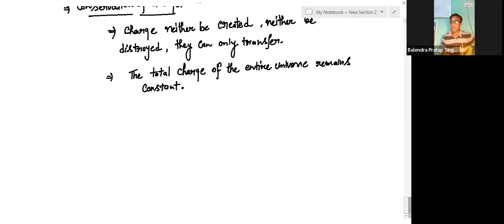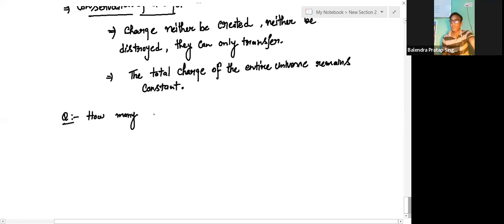So the first question is: how many electronic charges are there in 1 coulomb of charge?